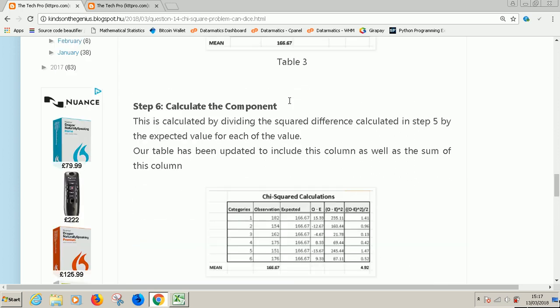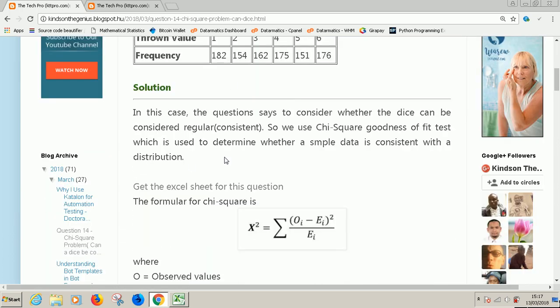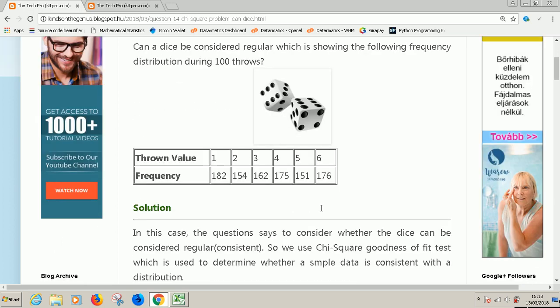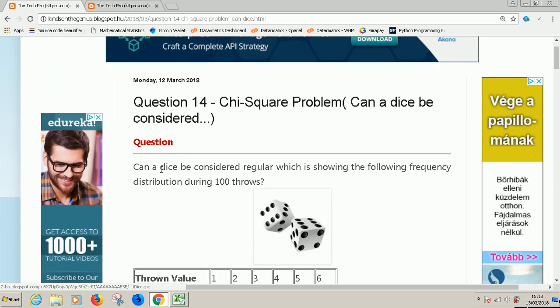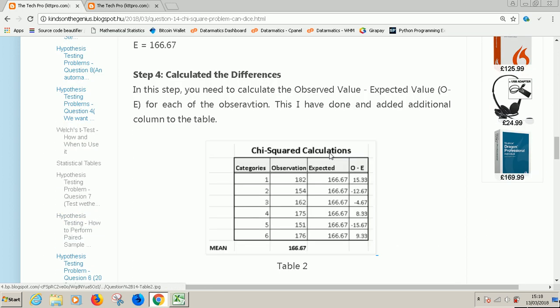So that means we can conclude that the data is consistent with a specified distribution, or in the words of the question, the dice is considered to be regular. So that is correct. This is how we come to the end of question 14, the hypothesis testing question.